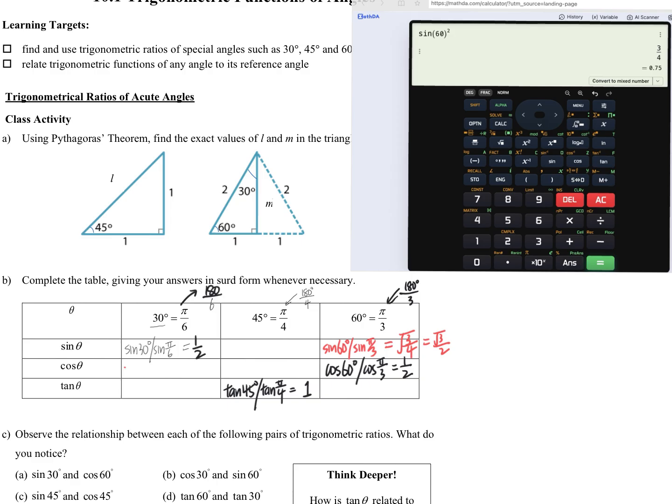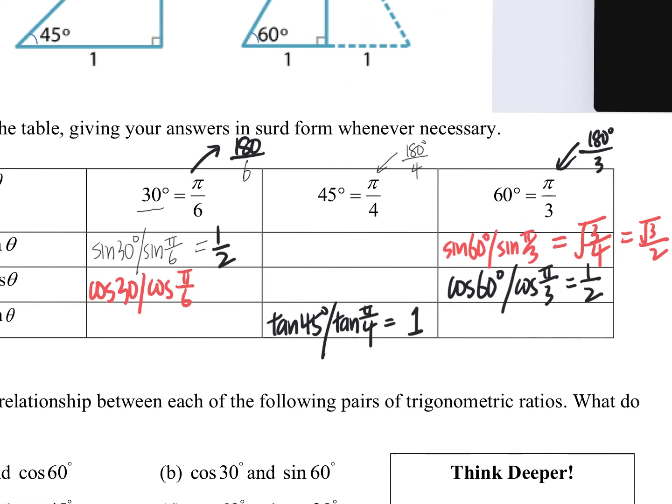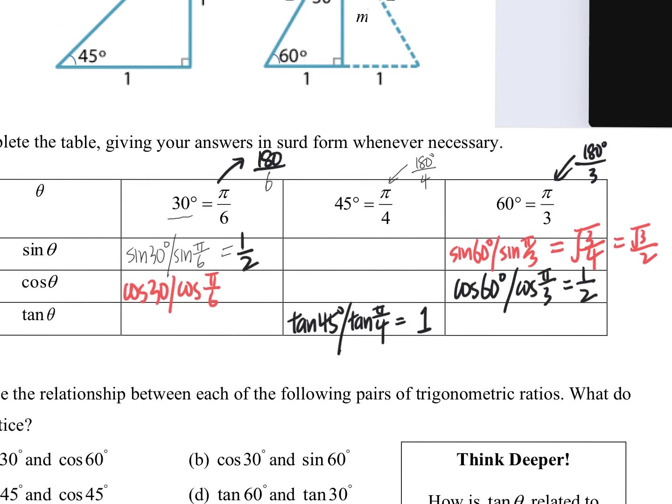What about cosine 30? What do you get? 0.866, which is the same as what we had just now at the top where you did sine 60. So actually this is also root 3 over 2. So these two are the matching pairs. Later I want you to see the relationship between them.